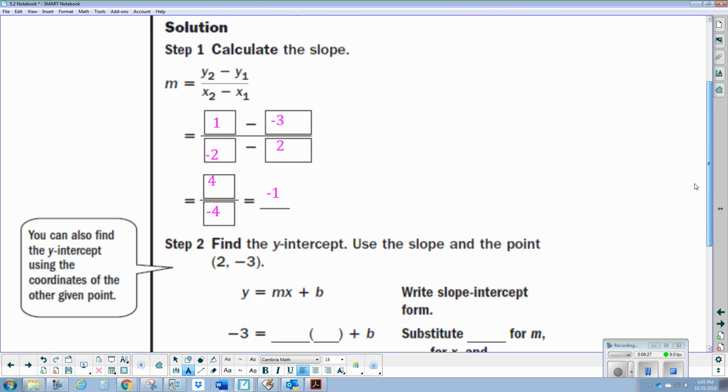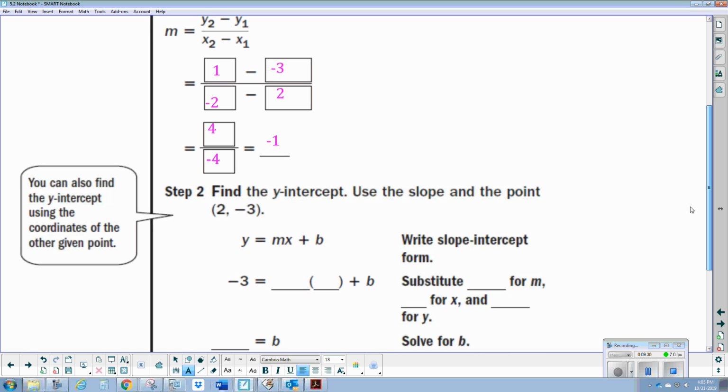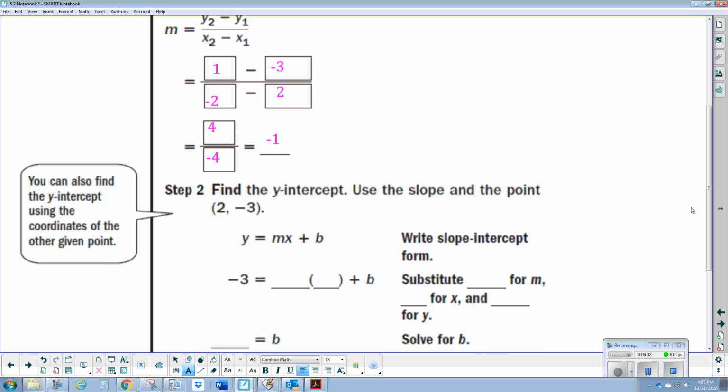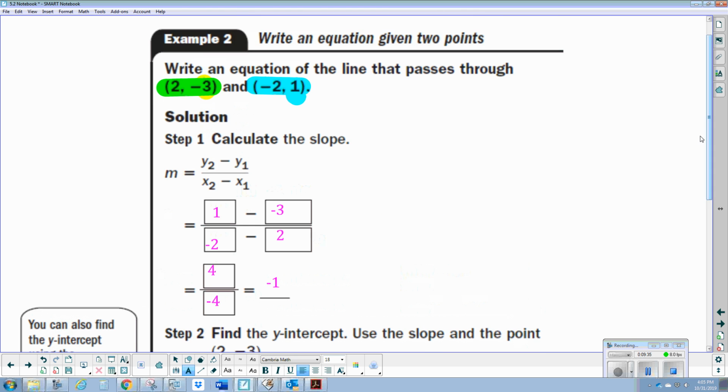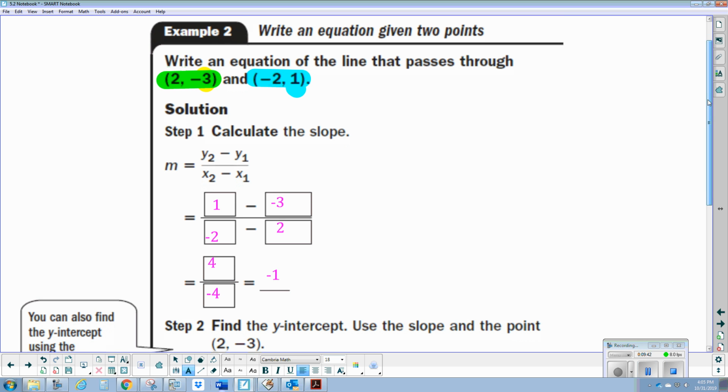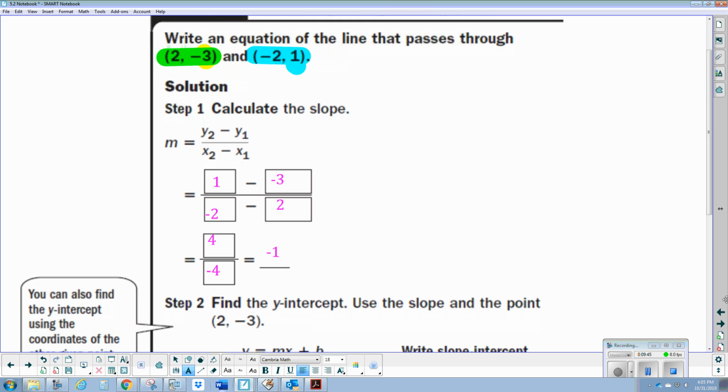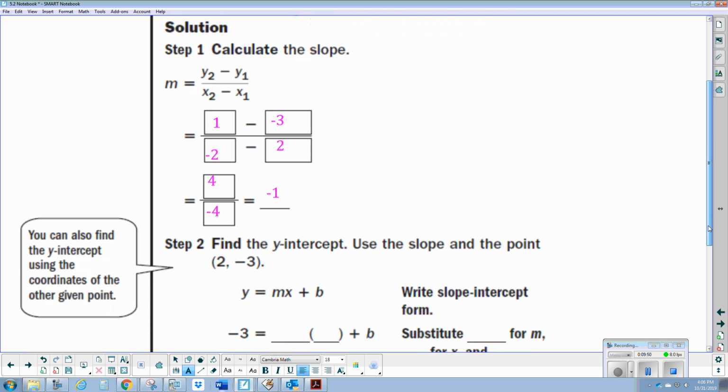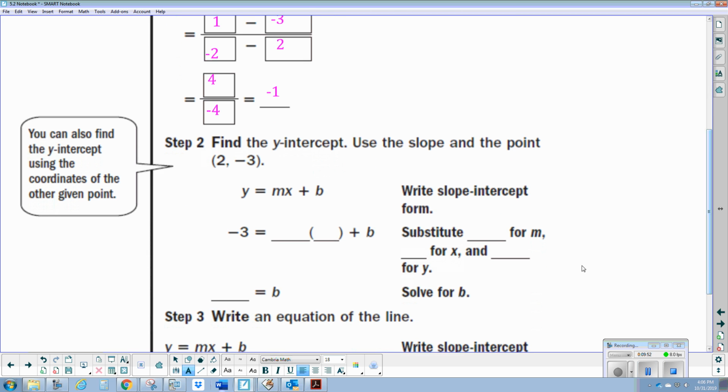So now that I have calculated my slope, I need to find the y-intercept. Now I can pick either point. It doesn't matter if I pick (2, -3) or (-2, 1), because this line is going to go through both of those points. So I'm just going to choose one of those points, and I'm going to do exactly what I did in example 1. So now I have a slope and I have a point. So my slope is -1. My y coordinate is -3, and my x-coordinate is 2.